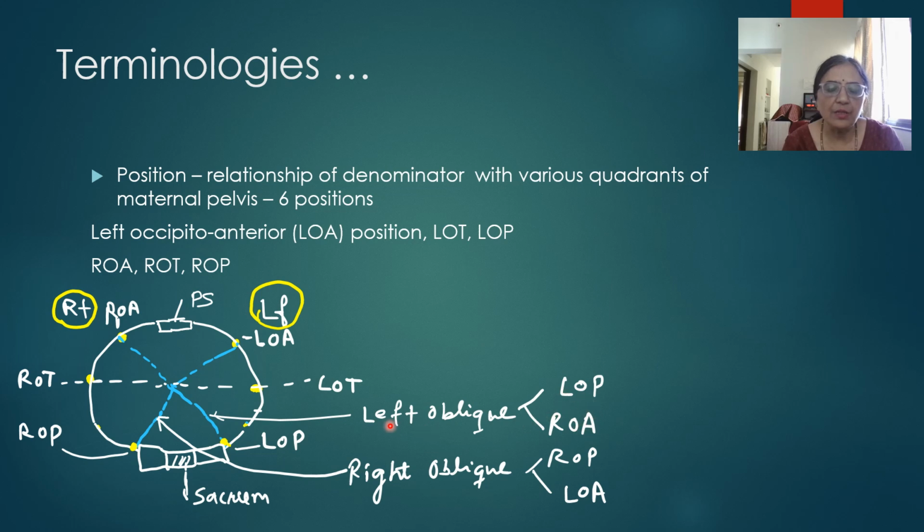But the first thing is in which diameter the sagittal suture is present. Sagittal suture is in transverse diameter. There are two possibilities. Either it will be right occipito-transverse or left occipito-transverse position.